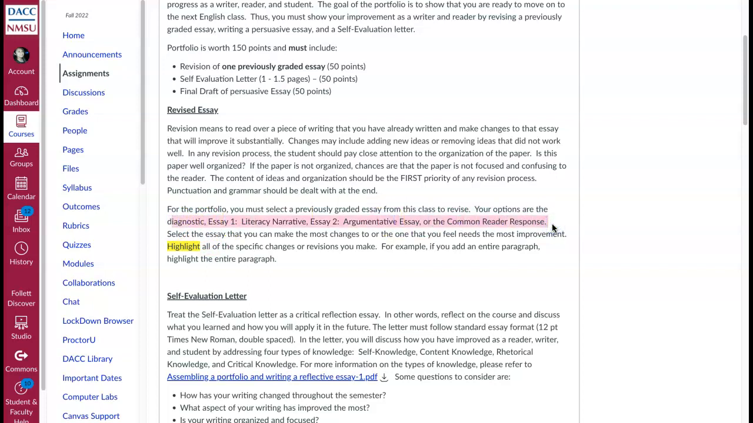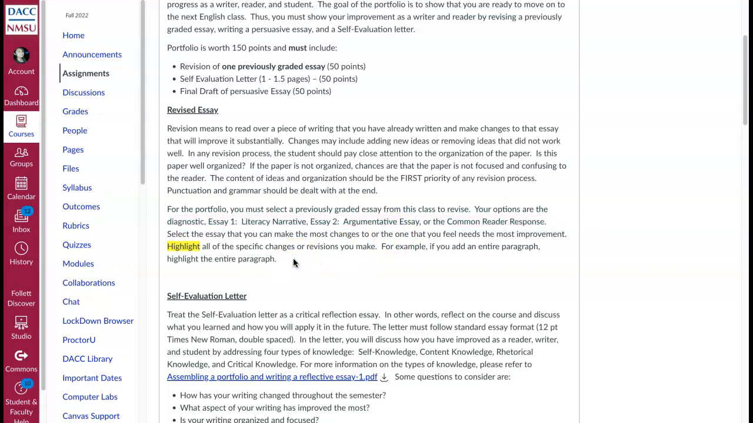You only have to select one. So try to select the one that you have the most that you can fix, because you don't want to select one where you got like a 98 and there's really not a lot that you can improve on. Try to select one where you feel like you can really change things here or there.